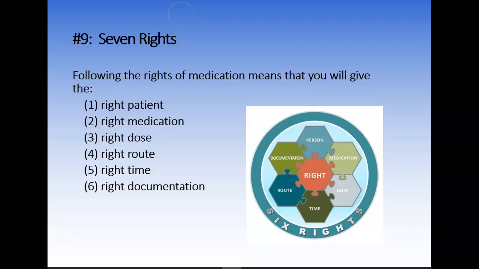The right documentation, which means we can't forget that we gave it and not document it, because that's going to lead to more errors down the line. And if we don't document it, it didn't happen, right? And then finally, the right reason. Am I giving it for the right reason, or is it inappropriate based on the order? And then the right to refuse, of course, too.